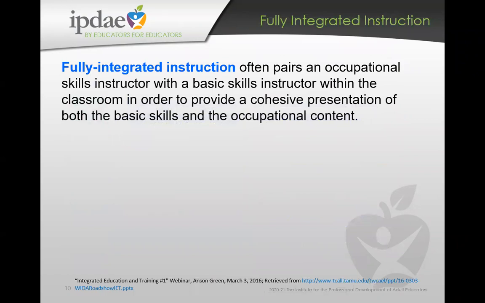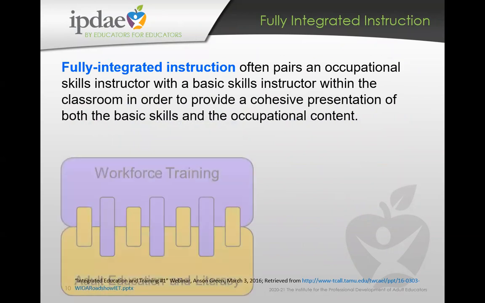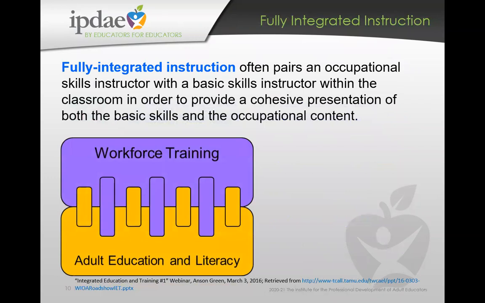There are two types of implementation of IET. You can have a program that is fully integrated, okay? And fully integrated instruction is really a complete, solid braiding between workforce training, your career technical program or your occupational skills program, and adult education and literacy. So now how do you braid these two together? How do you make that happen?